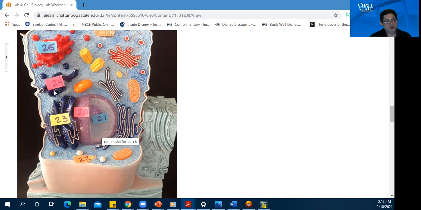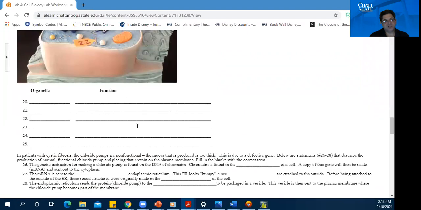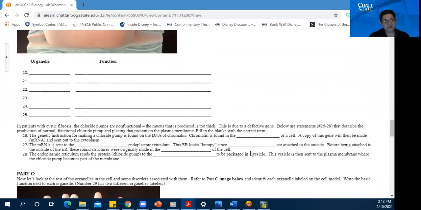23 is the rough ER. 24 is smooth ER, because there's no ribosomes on it. 25 is your Golgi. 22 is ribosomes, specifically called free ribosomes, since they're not bound to the ER. They're right there floating around, fancy free. Okay, so that's that one. You can write down those functions from the PowerPoint. Right here points to our passage of protein slide from the PowerPoint, if you can remember that.